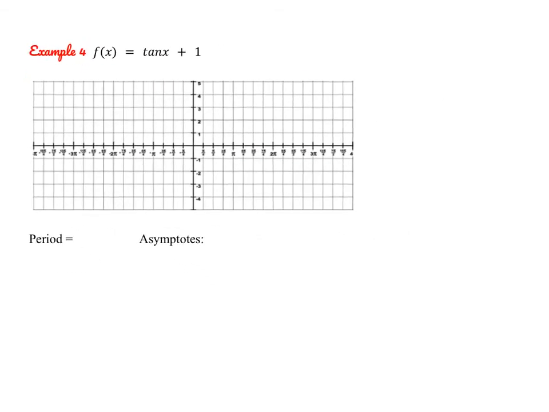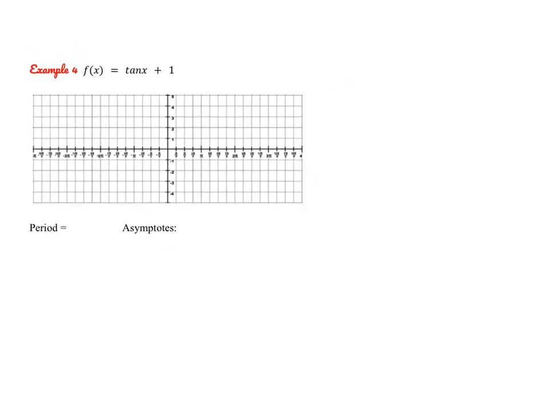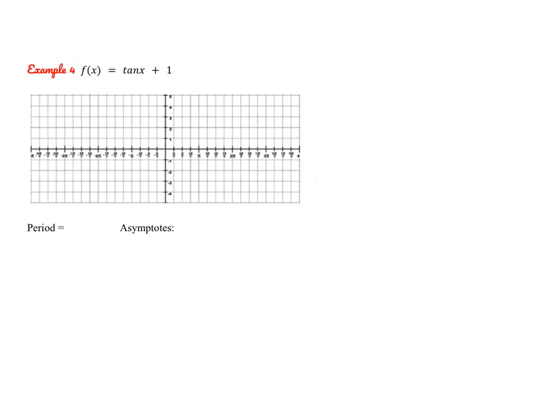Okay, so let's try another one together. Here we see that we have some type of translation because I see a plus sign. So again, we always start with our key points and our asymptotes. Negative pi over 4, negative 1; 0, 0; pi over 4, 1; and then x equals negative pi over 2 and positive pi over 2.